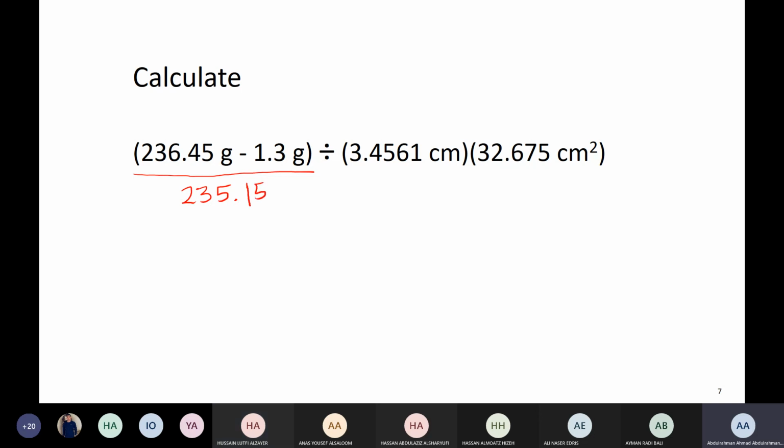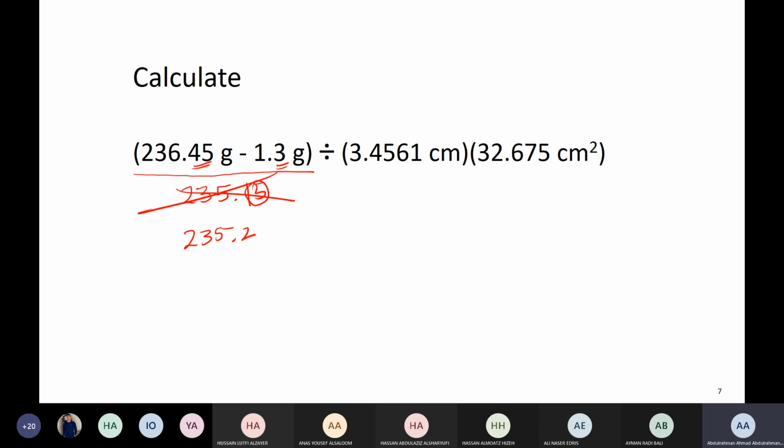So that's what I got from my calculator. Is this the right number from a significant figure point of view? No, we need only one after the decimal. After the decimal, I should have only one. That's not acceptable. It should be 235.2 from a significant figure point of view.